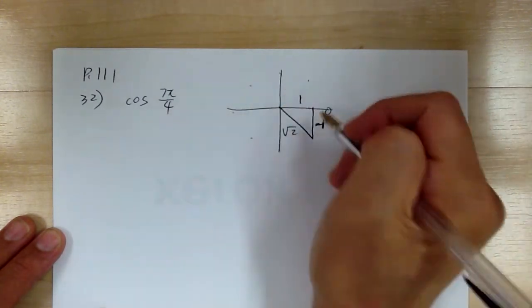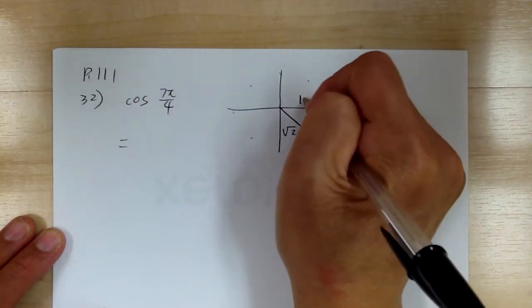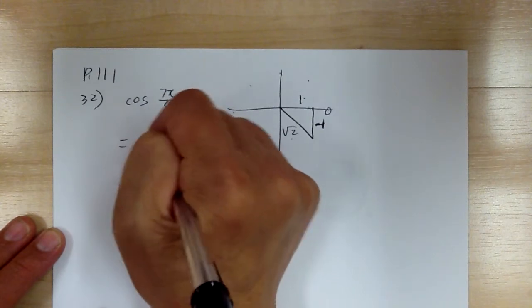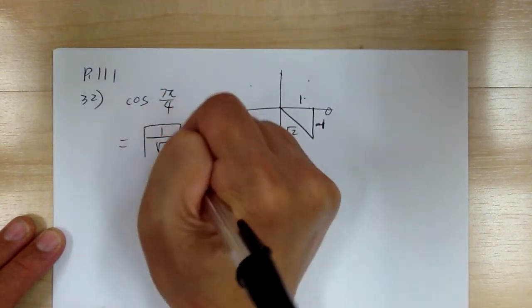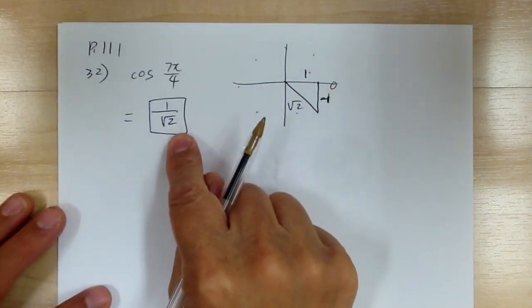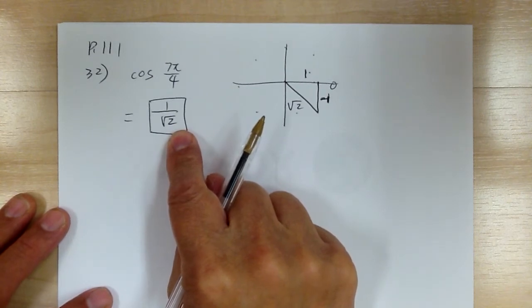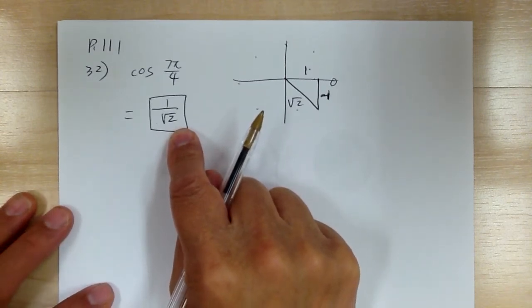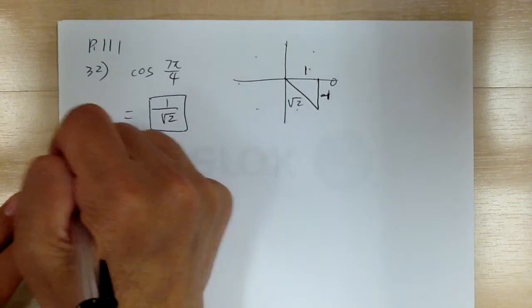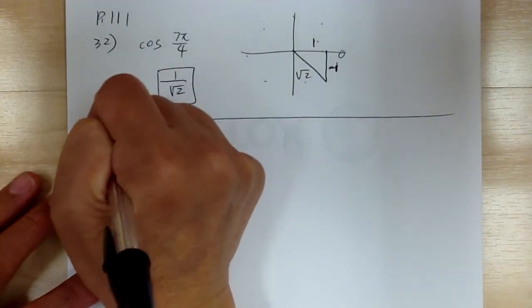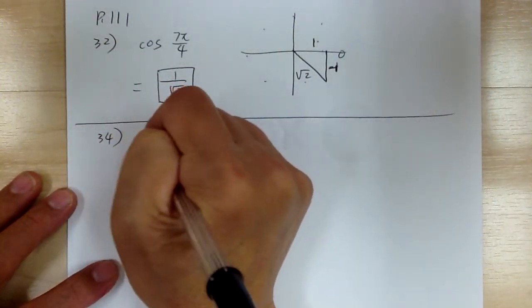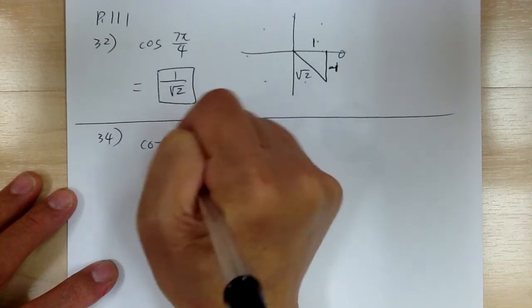So now you can do the cosine. Cosine is horizontal over hypotenuse, would be 1 over square root of 2. So again, I'm going to allow you to have a square root in the denominator, but try not to do that if you can. If you remember, try to simplify. Okay, let's go to 34. Cotangent of 11 pi over 6.